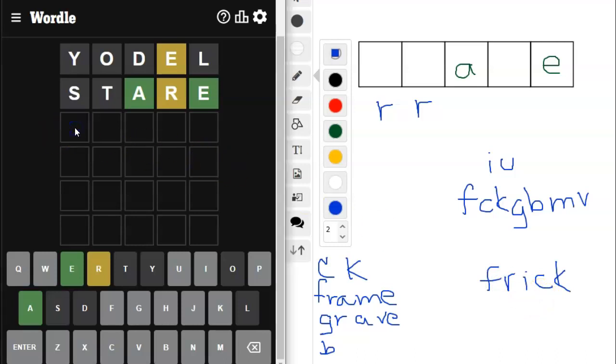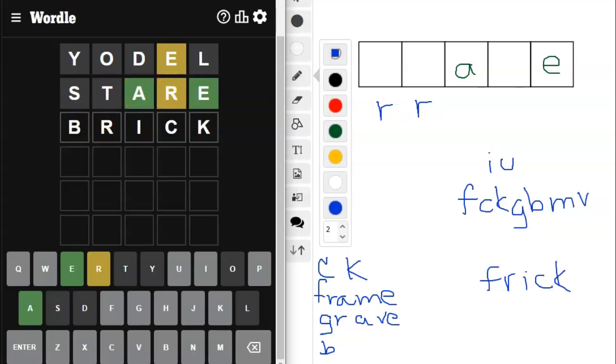Let's do brick. This'll help us to place the R, which I'm pretty sure is going to be there. I could be wrong, though. It could be here. I just don't know what would be in between. Maybe R-E-A something E? Let's try brick.